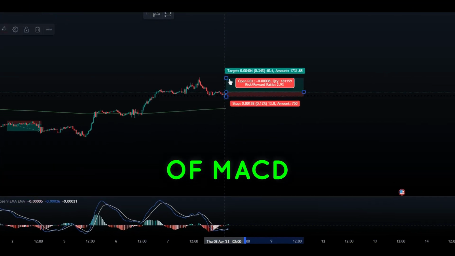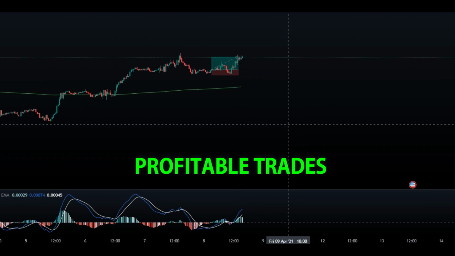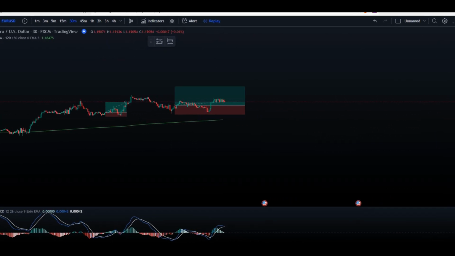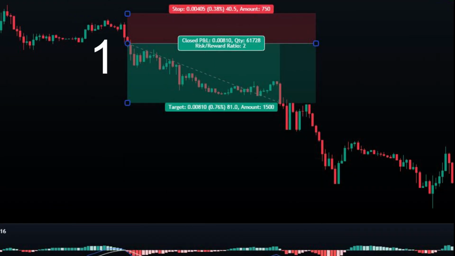With the help of MACD and the unique settings of the second indicator, I managed to catch these profitable trades. And I'm going to show you how to use this strategy. I tested it on many time frames, but I found the best results on a 30-minute chart.